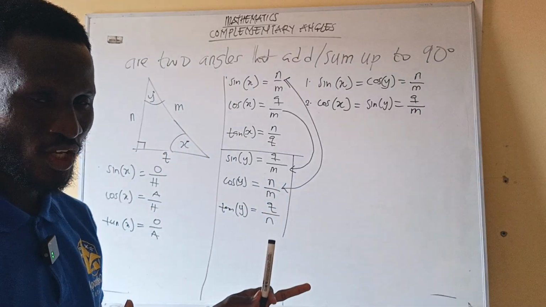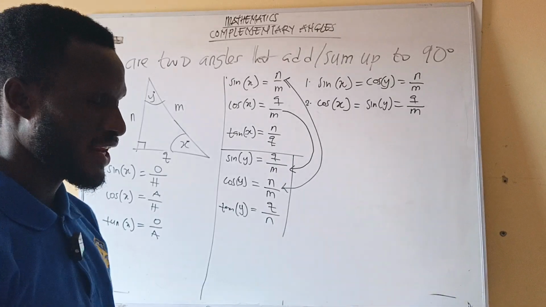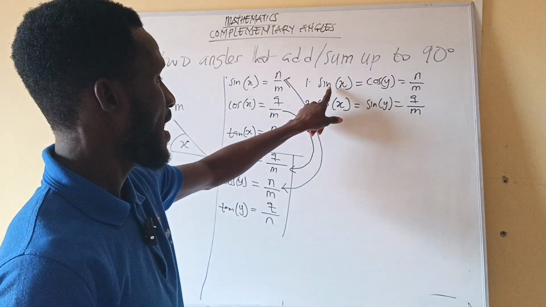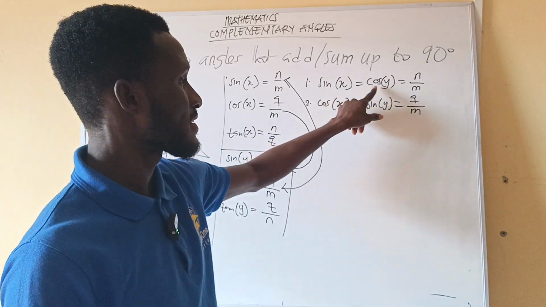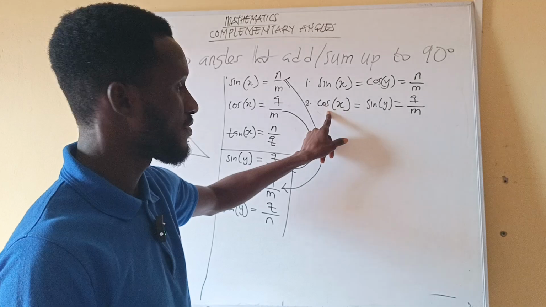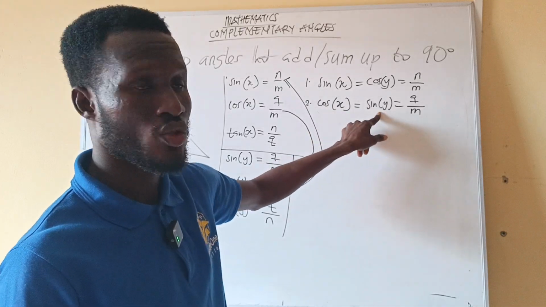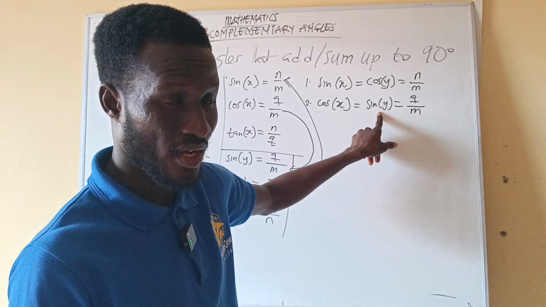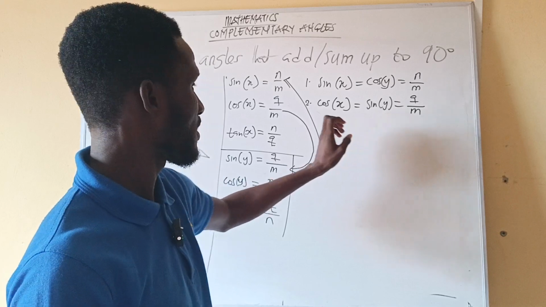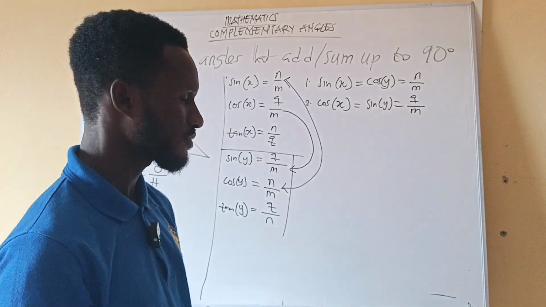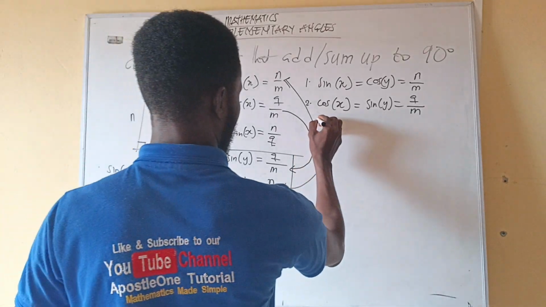Now we see what we are deducing here. What we are deducing is that when we have complementary angles and it is sine, you can change the sine to cos of a different angle. If you have the cos, you can also change the cos to what? The sine, right? Yes. This is the first thing you're supposed to know about cosine and sine.